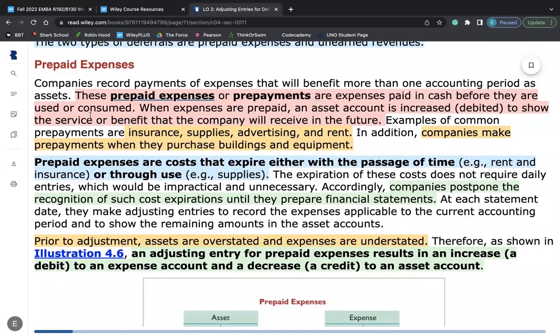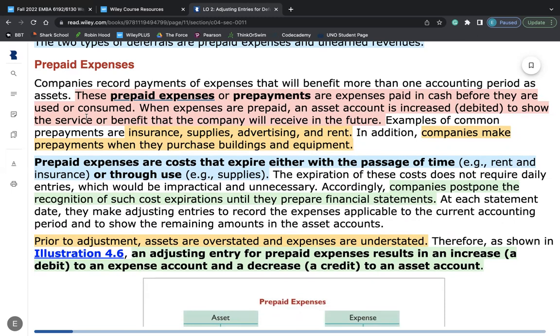Prepaid expenses. Companies record payments of expenses that will benefit more than one accounting period as assets. These prepaid expenses or prepayments are expenses paid in cash before they are used or consumed. When the expenses are prepaid, an asset account is increased to show the service or benefit the company will receive in the future. Examples of common prepayments are insurance, supplies, advertising, and rent. In addition, companies make prepayments when they purchase buildings and equipment.